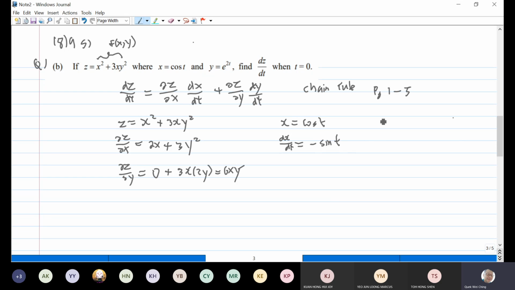Okay, y is e power 2t. So how to differentiate e power 2t? Differentiate e power 2t, and dy dt now is e power 2t. Then differentiate 2t again. This is called chain rule. So you get 2e power 2t.